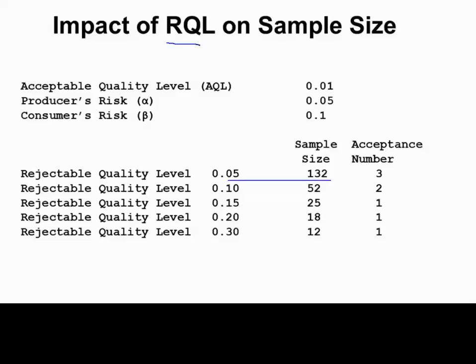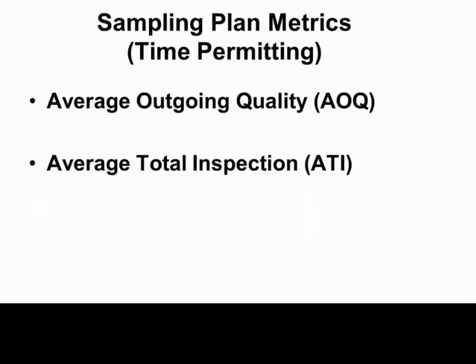And if I keep going, if I go up to 30%, then I only have to look at 12 units. Again, if I accept this plan, it just means I'm no worse than 30%. So you have a more affordable plan, but you don't know as much. All right, so that's essentially how we set up and calculate these attribute sampling plans.